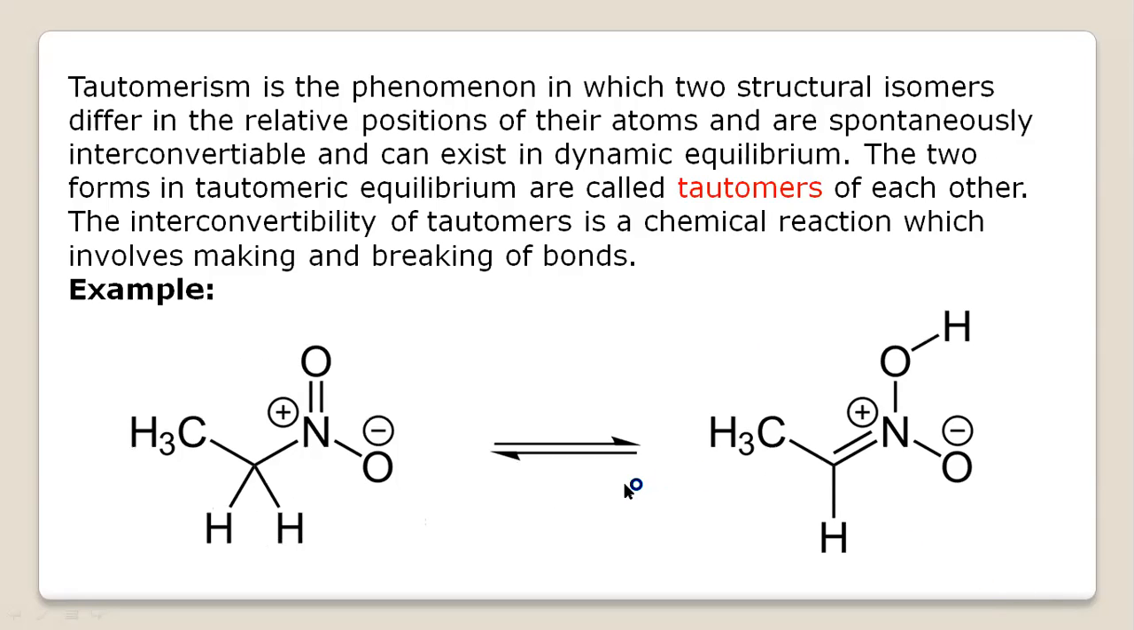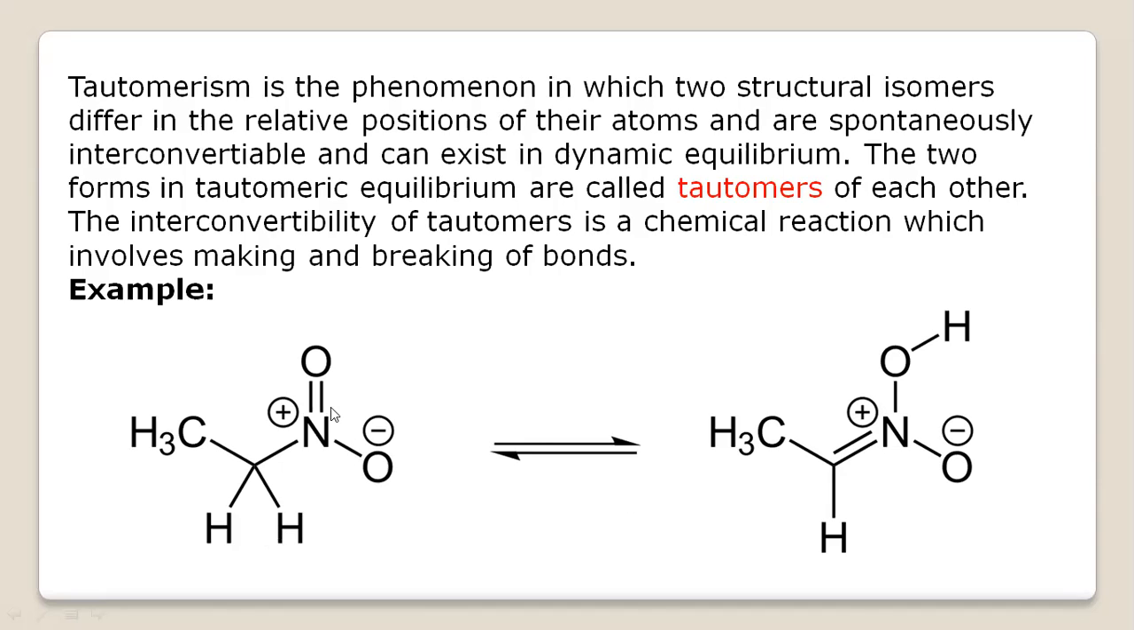These two are also tautomeric forms, tautomers of each other. So what we can see here for tautomerism is a phenomenon in which two structural isomers differ in the relative position of their atoms, are spontaneously interconvertible and can exist in dynamic equilibrium. And these two forms are called a tautomeric equilibrium, or the phenomenon is called tautomerism.